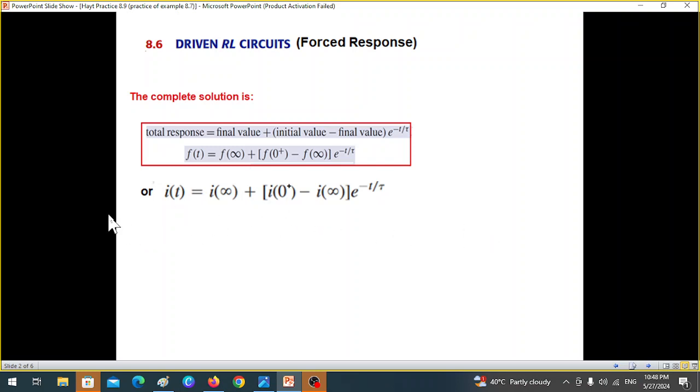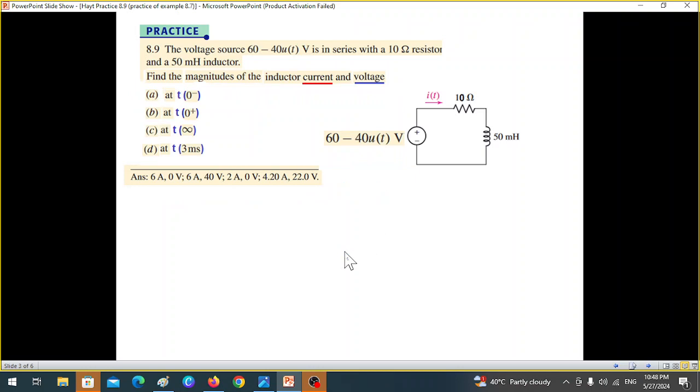Now, to find the net equation, we have to find the value of i infinity, we have to find the value of i(0), and we have to also find the value of this function tau. Tau is the time constant.